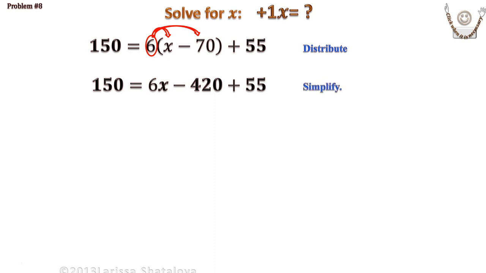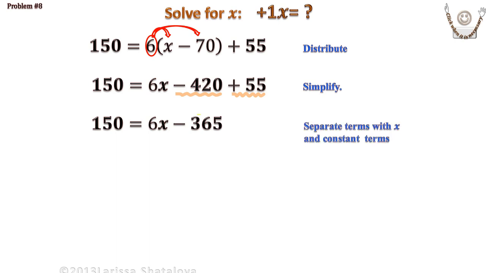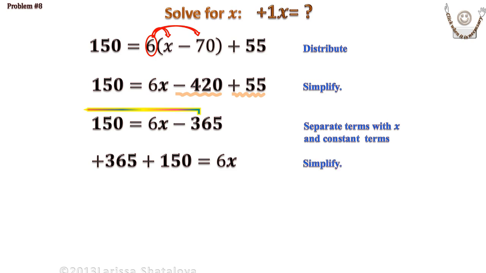Next, let's simplify if we have like terms. First, let's identify them, negative 420 and positive 55. Together it will be negative 365. Let's separate terms with x and constant terms. So let's move negative 365 from the right to the left. It looks like it's easy. Then we will have positive 365 and positive 150. They are like terms, so we can combine them. And we will have 515 equals 6 times x.